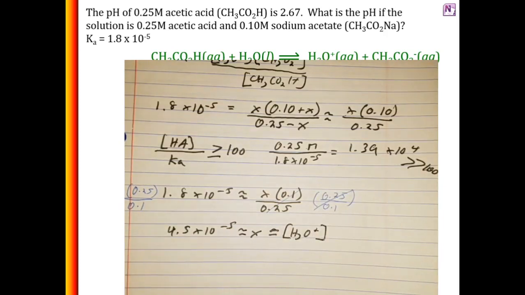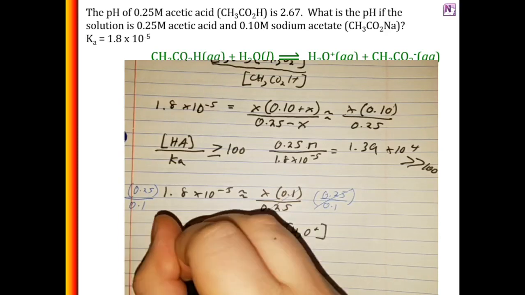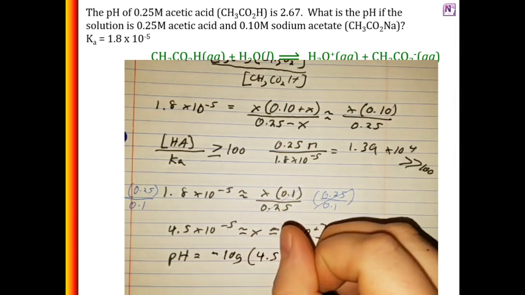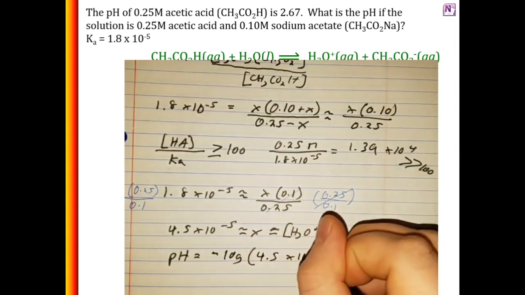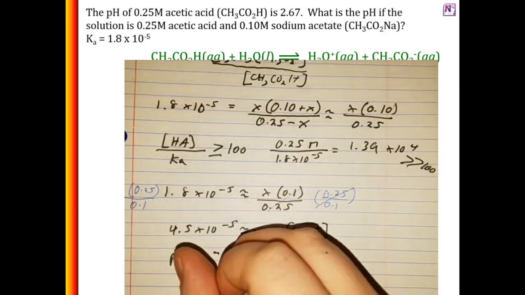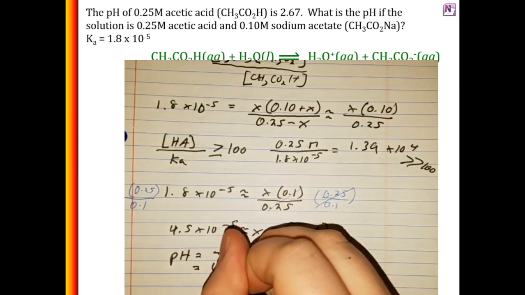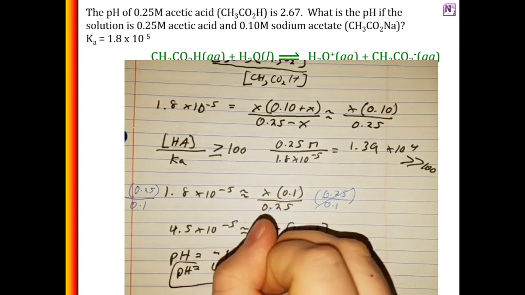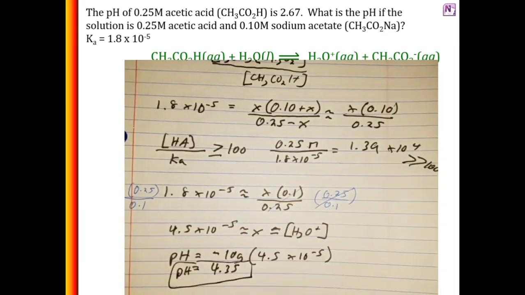Remember what we're after in the question is the actual pH. So now we'll say pH is equal to the minus log of 4.5 times 10 to the minus 5, which gives us a pH equal to about 4.35. Our original pH from the question was 2.67. So we've added some acetate ion, and look what we have. We have Le Chatelier's principle, increasing our pH.